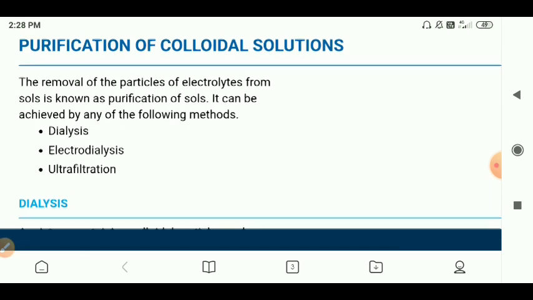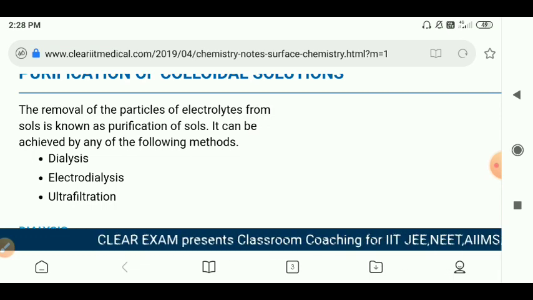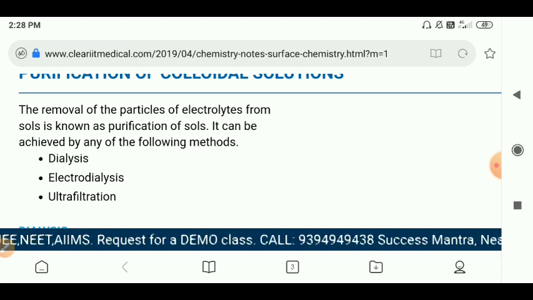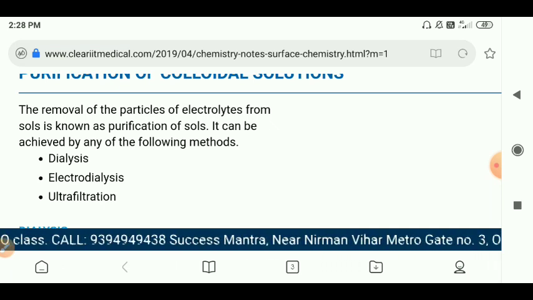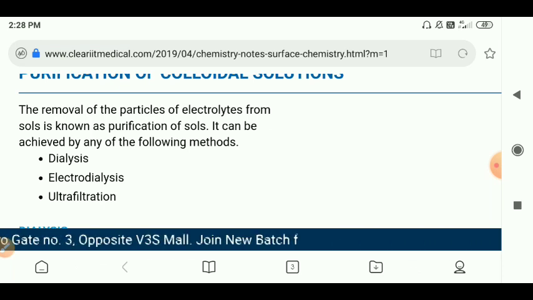The third is ultrafiltration. It is the same filtration method, but it is given a different name. This is called ultrafiltration by using an ultrafilter. What is an ultrafilter? It is nothing but a special type of filter paper. The special type of filter paper is called an ultrafilter. By using the ultrafilter, we purify the colloidal solution. Such a method is called ultrafiltration.